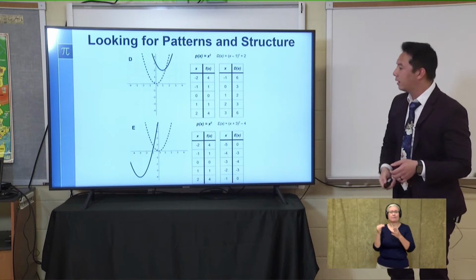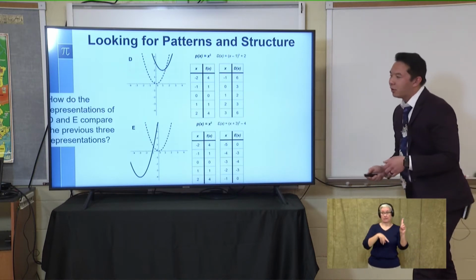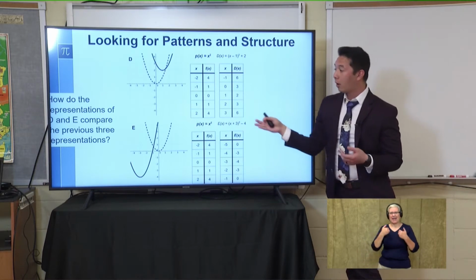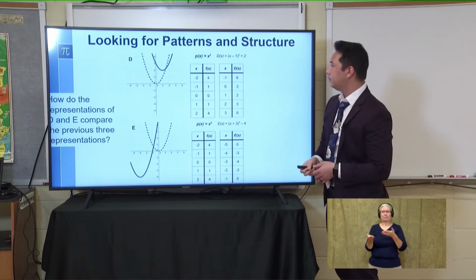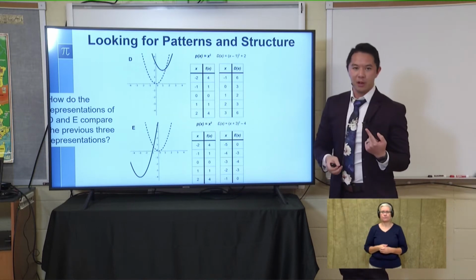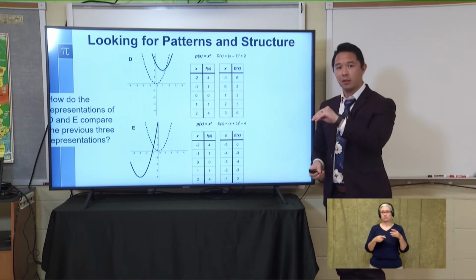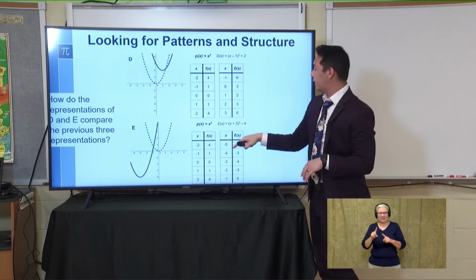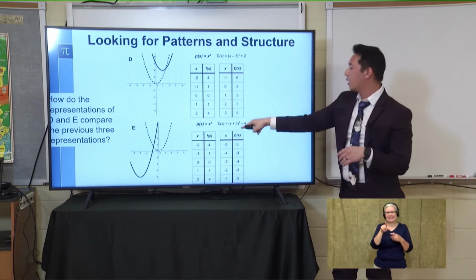So here, let's take a look at D and E. How do these pairs of representations differ or compare to the previous 3? Well, when we're looking at A, B, and C, we only had one transformation occur. Either I was subtracting 3 or I was adding 2. But when I'm looking at D and E, we've got multiple things occurring at the same time.